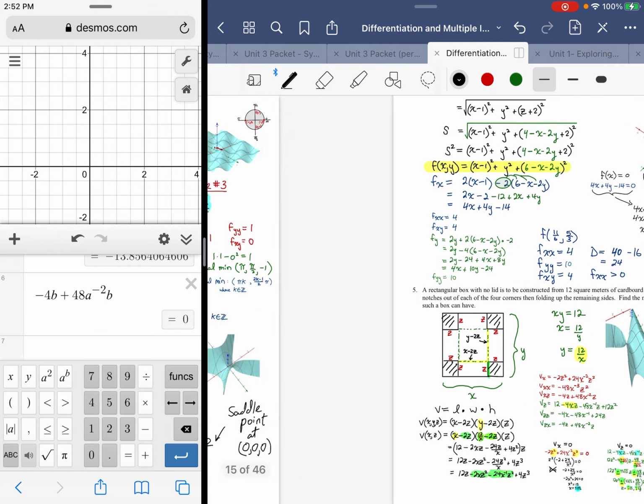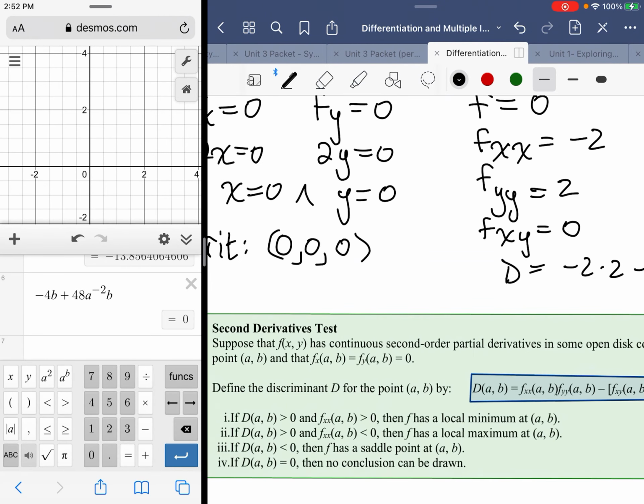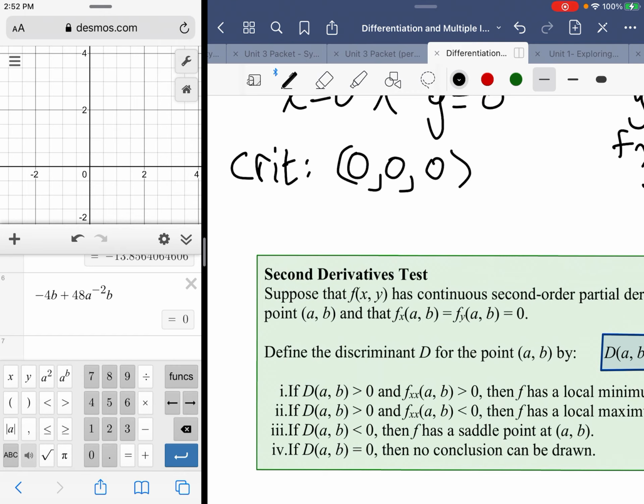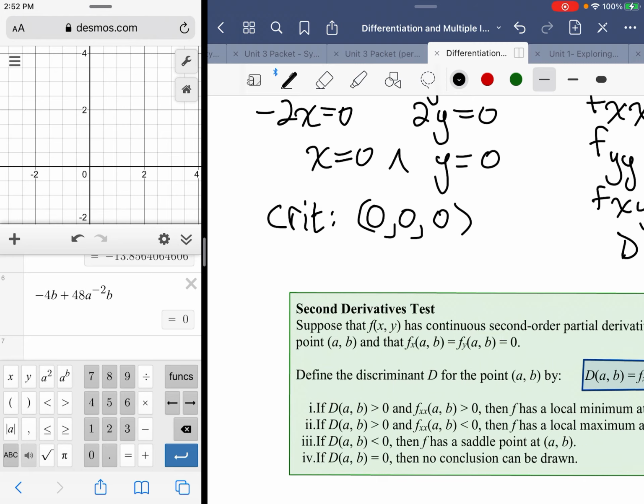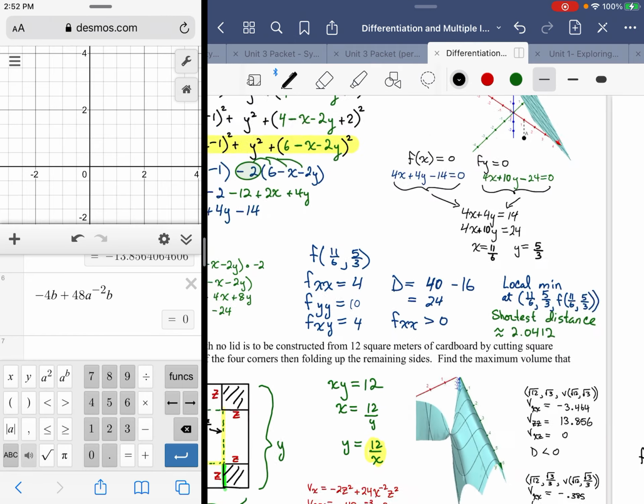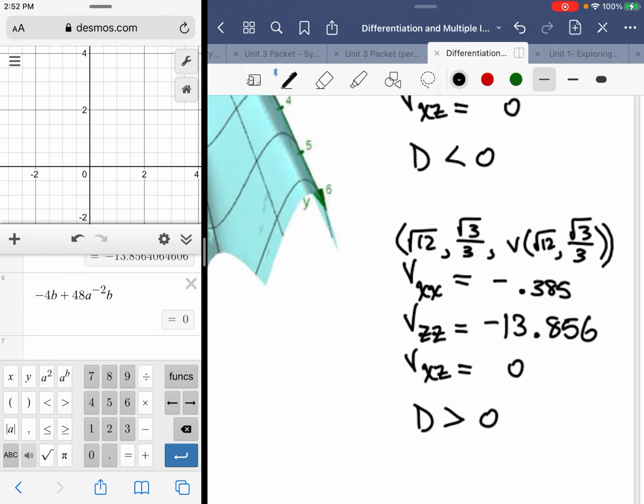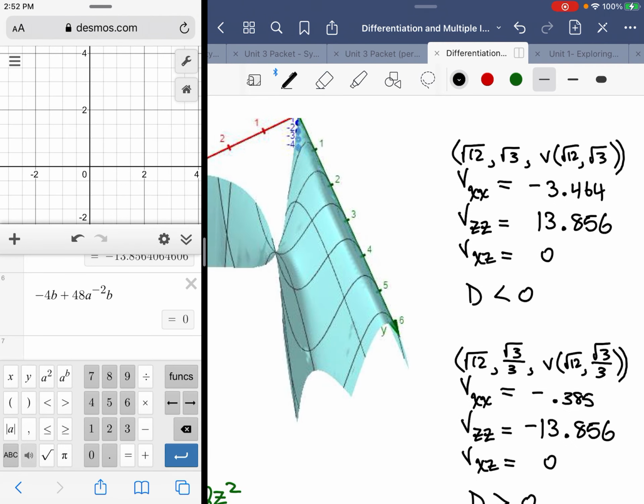Okay, so if you reflect back to the rules for the second derivatives test, if my discriminant is positive, then we're talking about possibility for local extrema. If it's negative, then you're looking at a saddle point. So I'm not really interested in a saddle point, but if I were, it appears that I have a saddle point when the x and z values are equal to radical 12 and radical 3 respectively.